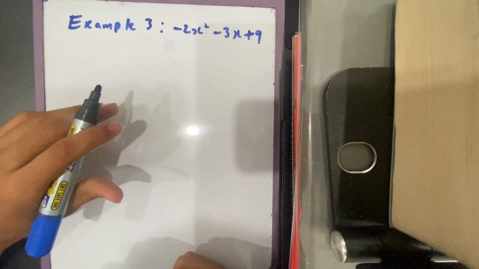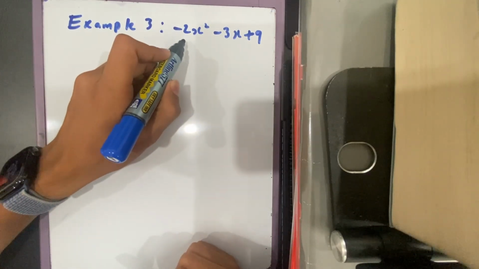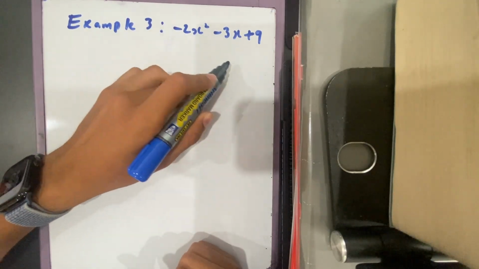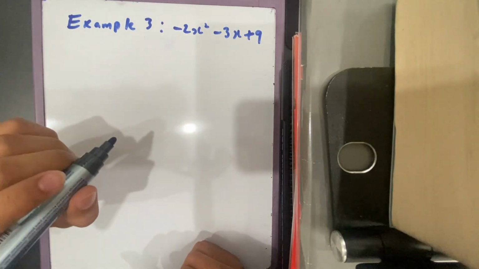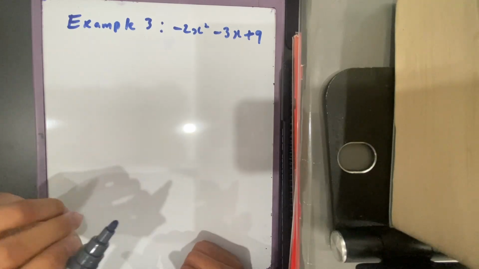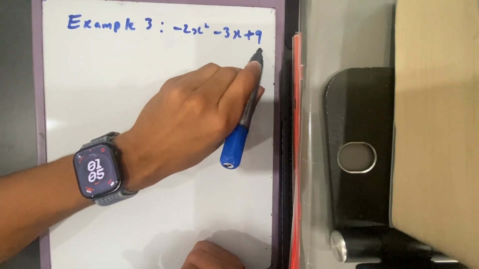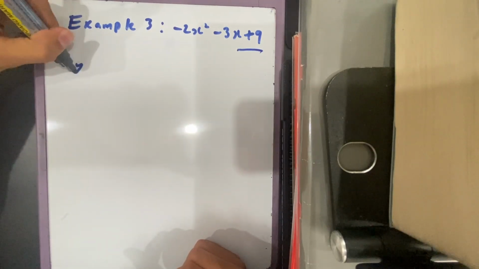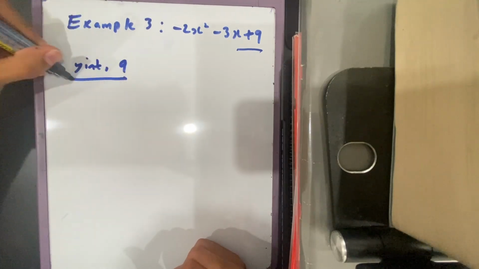Now for example 3, we're going to go a little bit harder and add a coefficient to the x squared, which makes this non-monic. Alright, so we still follow the same steps. First step is to find the y-intercept, or let x equal 0. Or you can just look at the c value. So our y-intercept would be 9.